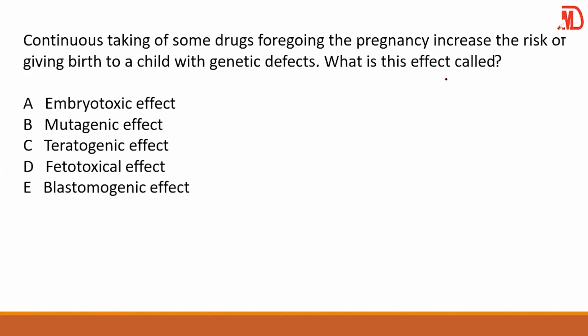So we have a continuous taking of some drugs before the pregnancy that increases the risk of giving birth to a child with genetic defect. What is the effect called? So this is a matter of either mutagenic effect or teratogenic effect. So what then is a teratogenic effect? A teratogen is simply an agent that can disturb the development of the embryo or the fetus. It causes congenital malformation or birth defect.